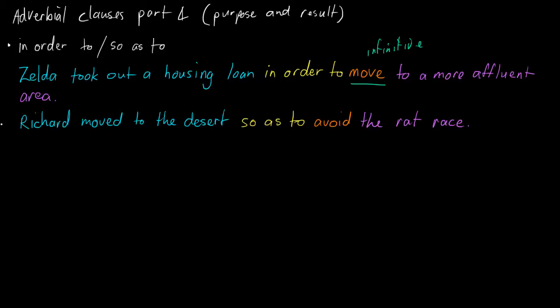Let's look at another example. Richard moved to the desert so as to avoid the rat race. Again, the infinitive. These two conjunctions have the same meaning. They both show purpose. Zelda took out the housing loan; the purpose was to move to a more affluent area. Richard moved to the desert; the purpose was to avoid the rat race. So they're both showing purpose, and they could be exchanged. Zelda took out a housing loan so as to move to a more affluent area, and Richard moved to the desert in order to avoid the rat race.